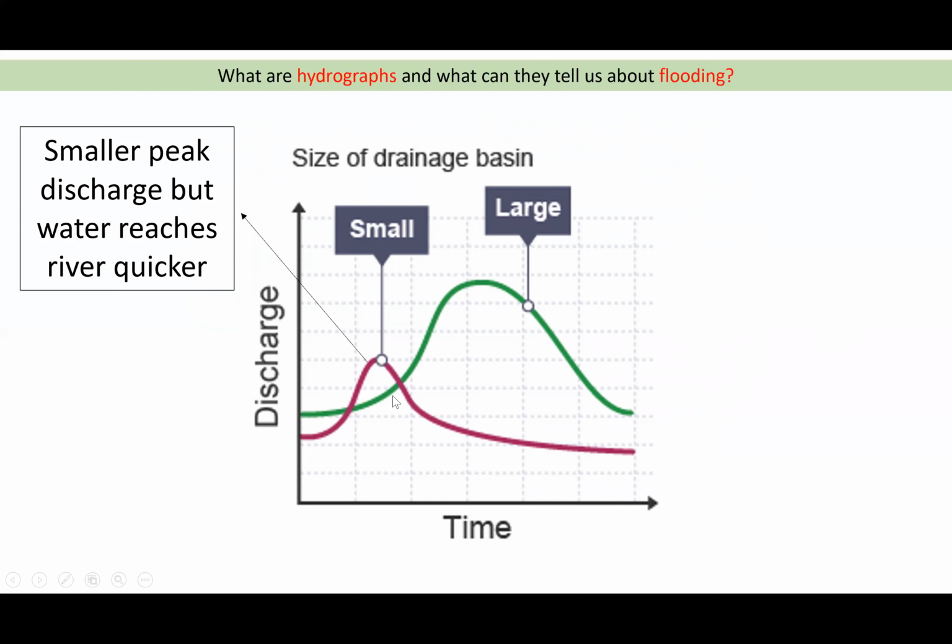There's not going to be much places for the water to go, but the water is reaching the river quicker than in a large drainage basin. So if you think about this potentially being where the rainfall happens, the water has reached the river channel much quicker in a smaller drainage basin than a larger drainage basin, but the total discharge is much smaller.